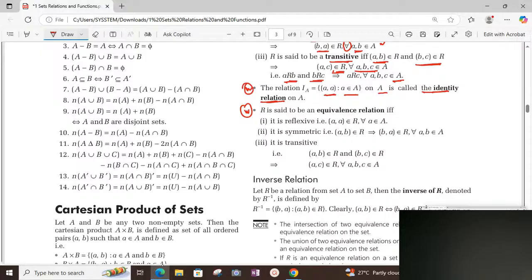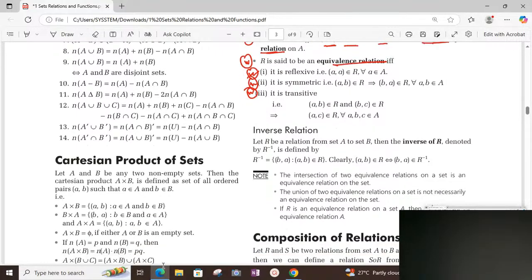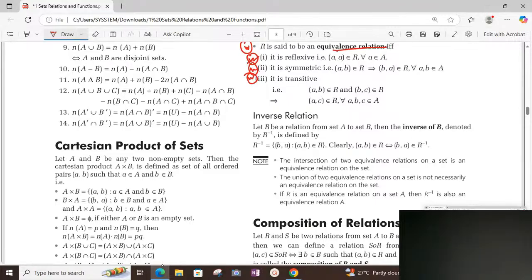R is said to be an equivalence relation if it is reflexive, symmetric, and transitive. So a relation which is reflexive, symmetric and transitive, we say is an equivalence relation. Let's see here: (a, b) is an element of R, (b, c) is an element of R, and if we get (a, c) is also an element of R for all a, b, c, then we say this is an equivalence relation.